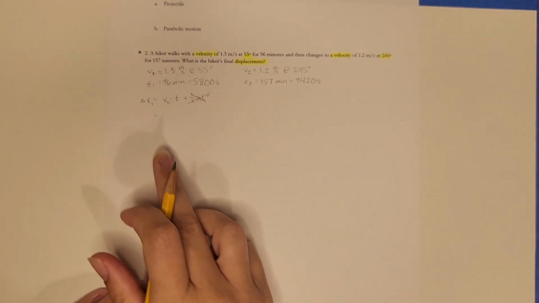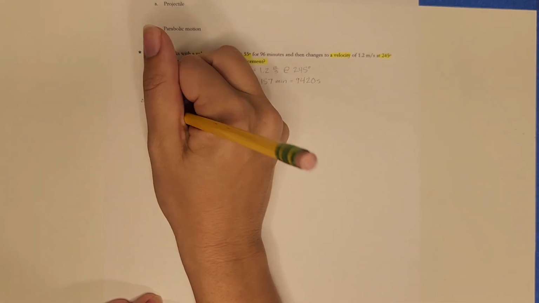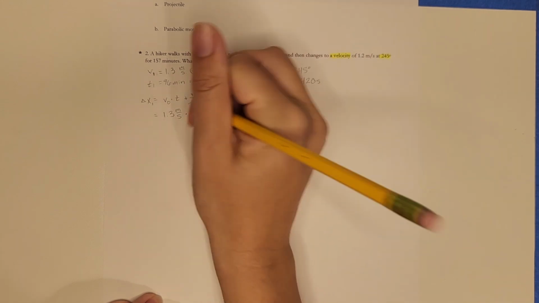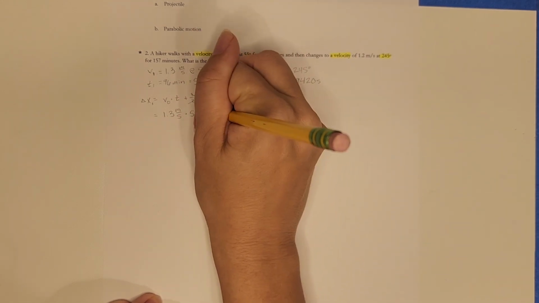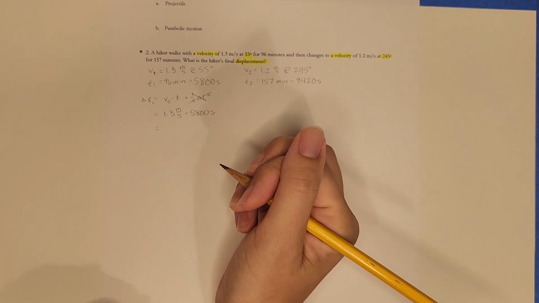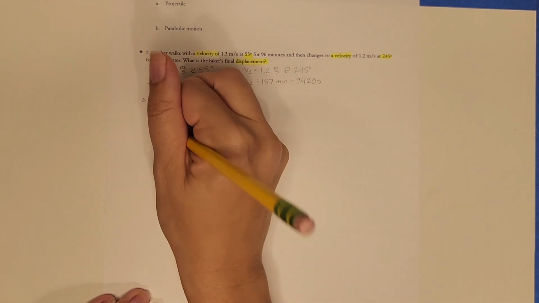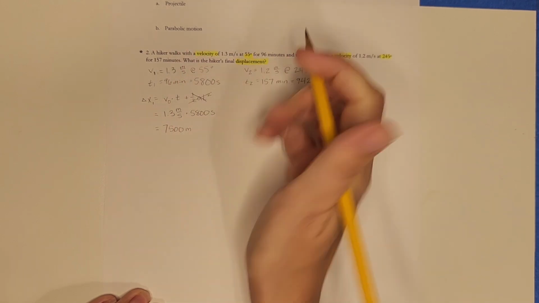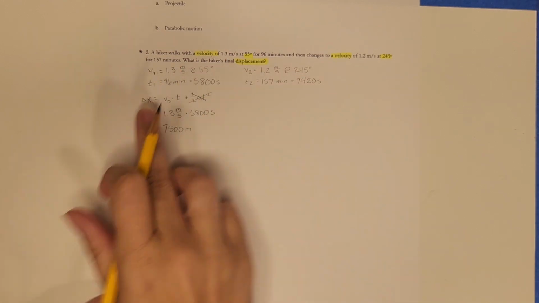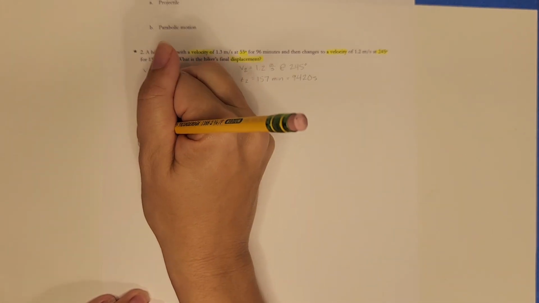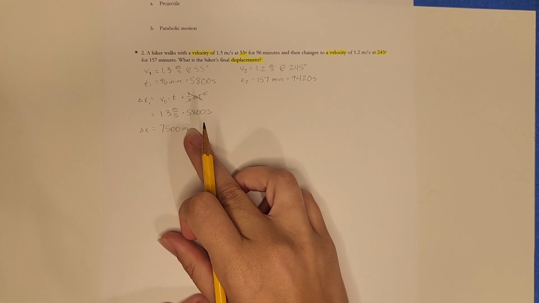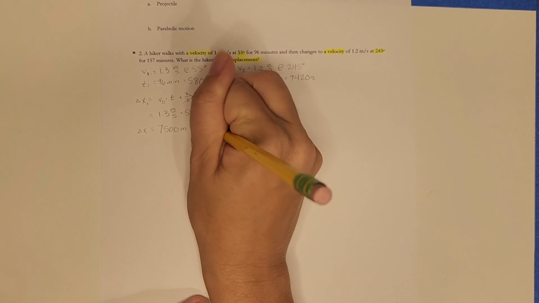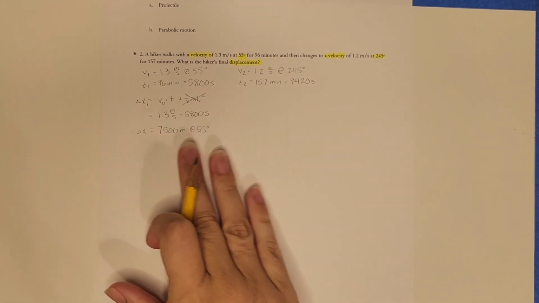And so for my first velocity, my delta x is going to be 1.3 meters per second times 5,800 seconds, and that will give me 7,500 meters. And remember, it's a vector quantity. It is displacement, and so my direction is still 55 degrees. Not Celsius, sorry, 55 degrees.